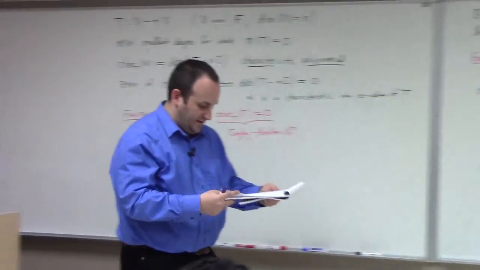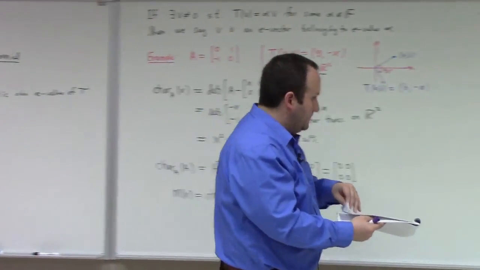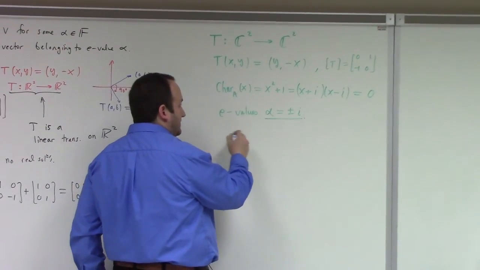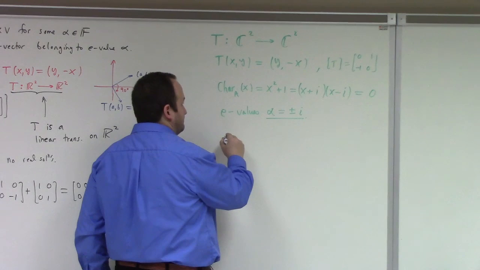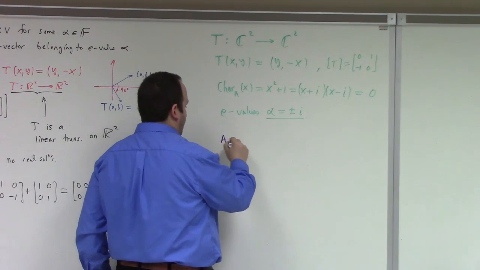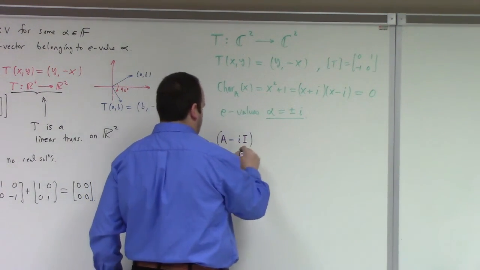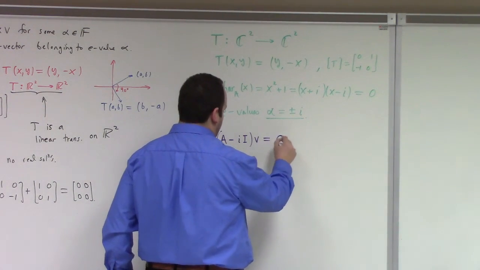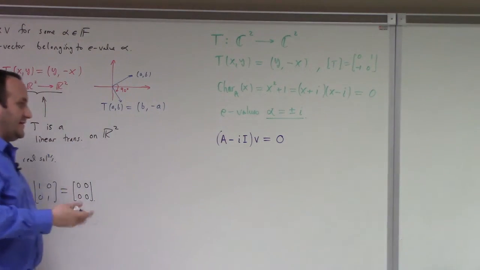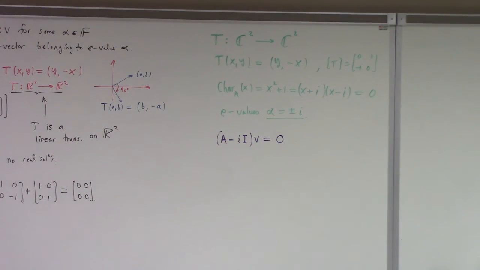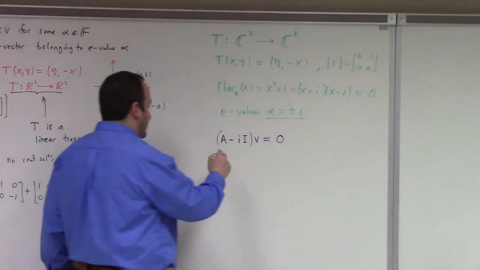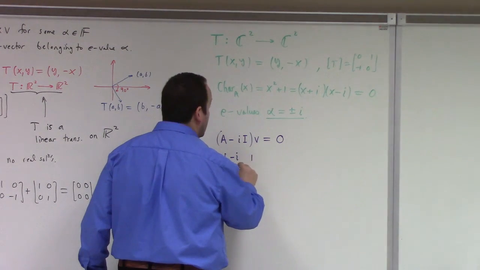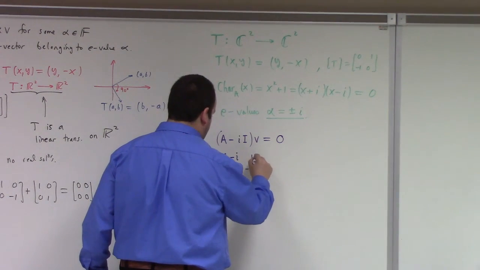Let's move along here. I just wanted to give you that example. What are the eigenvectors here? How would you find them? You'd be looking to solve what? A minus i times I, like a vector, let's say v, equals 0. That would give you an eigenvector v with eigenvalue i. What's that equation? This matrix is minus i, 1, 1, minus i.